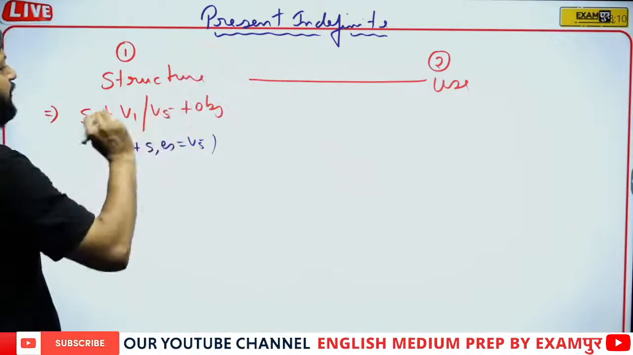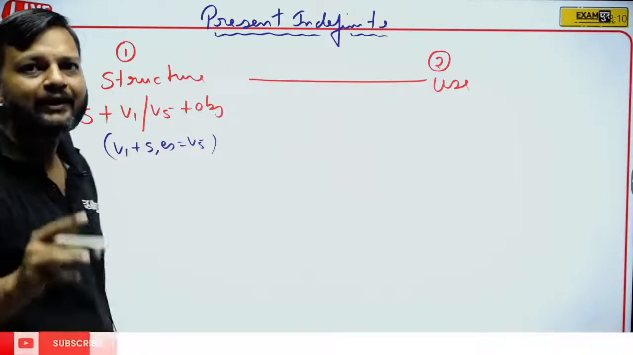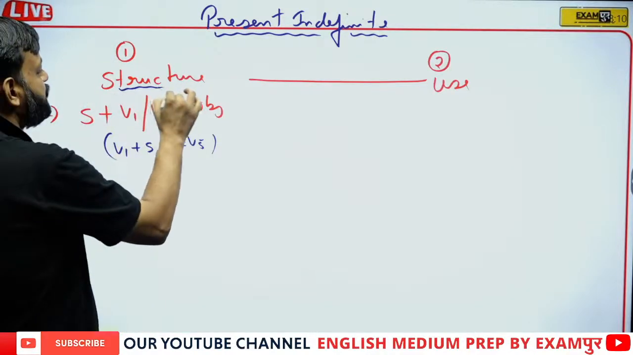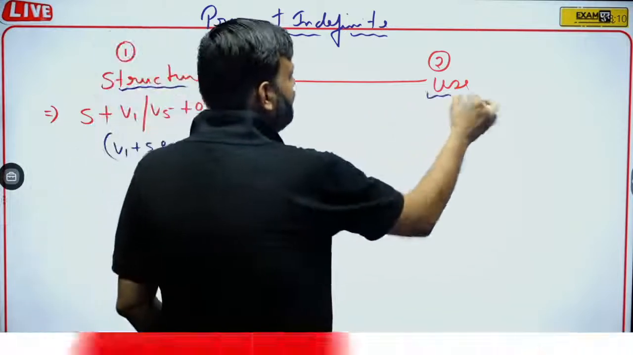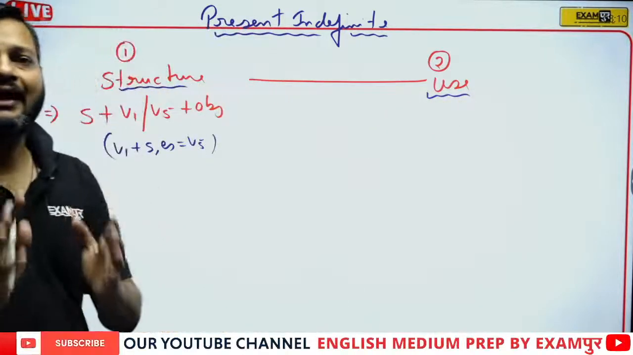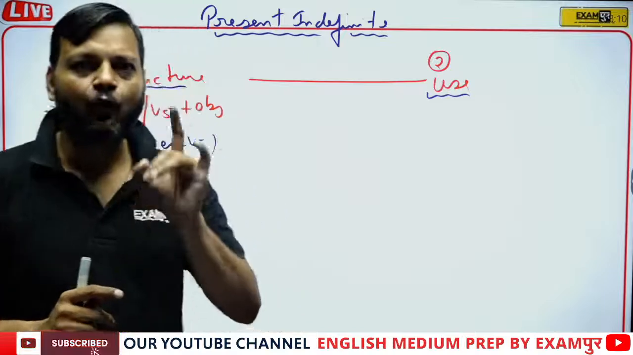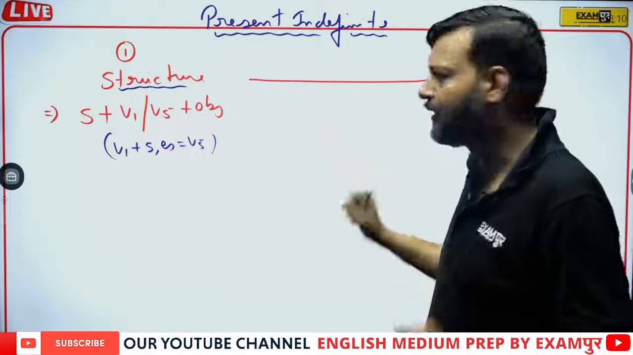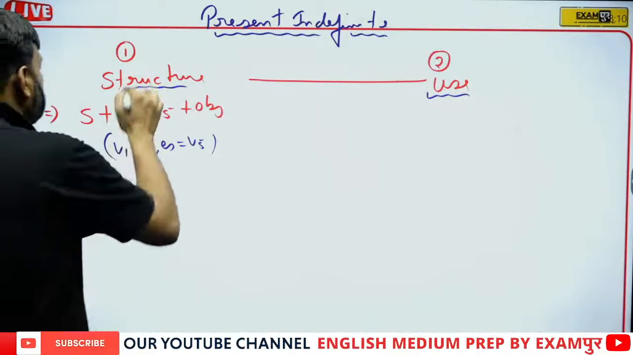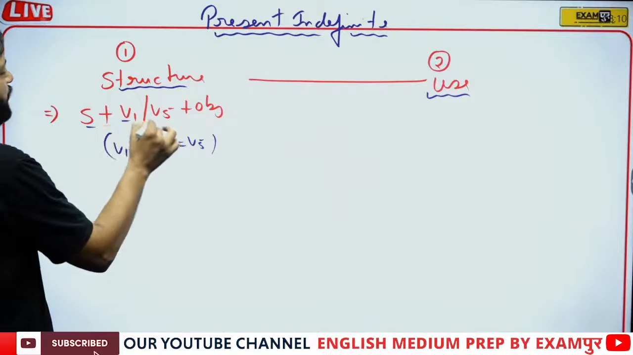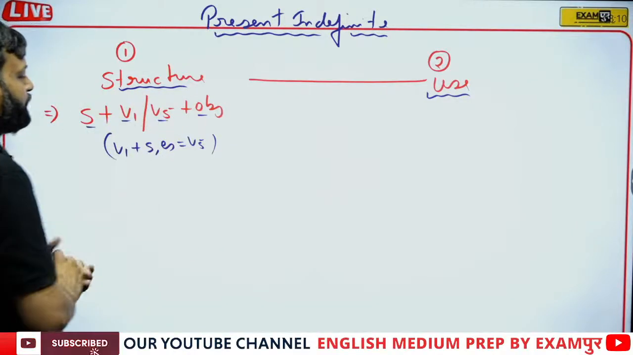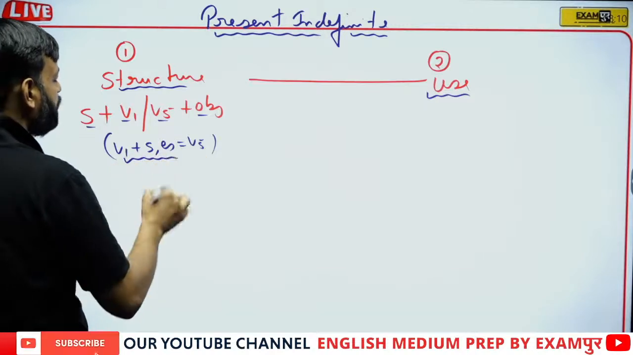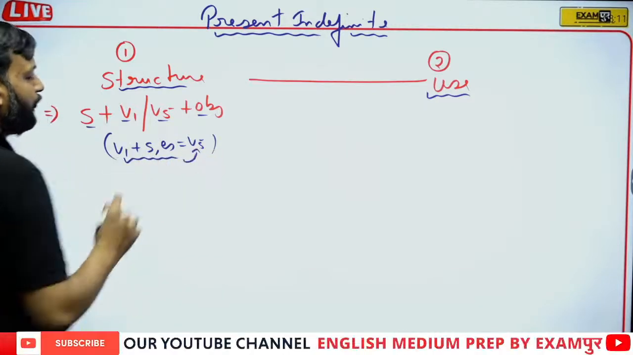So we are studying present indefinite tense, and as I told you, every tense has two aspects. The first aspect is its structure, and the second aspect is its use. So the structure of present indefinite is subject, first form or fifth form, and object. What is this fifth form? When we add s or es to the first form, it is called the fifth form.